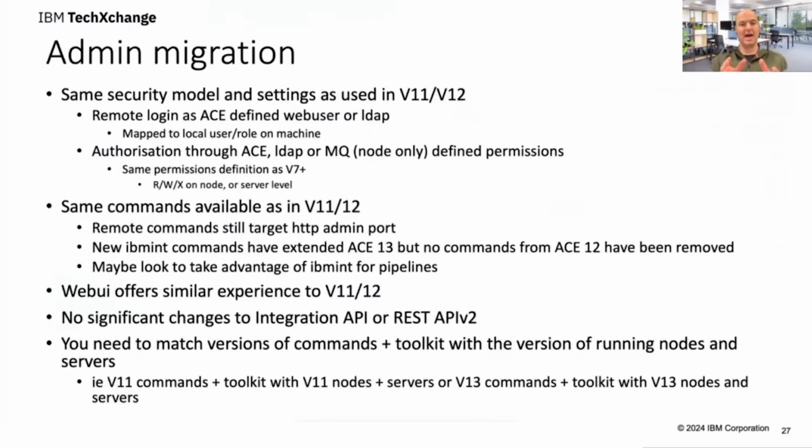Now, admin migration. So the same security model and settings, the server channel settings, your web users, that's all the same as in 11 and 12. So everything you pick up from 11 or 12, any commands you run to set things up, those equally apply in version 13. The same thing with the commands. They're the same commands as are available in 11 and 12. The only thing that's not available is MKSI extract components, because we thought people won't have that scripted, and we put the functionality into IBM Int extract node and extract server.